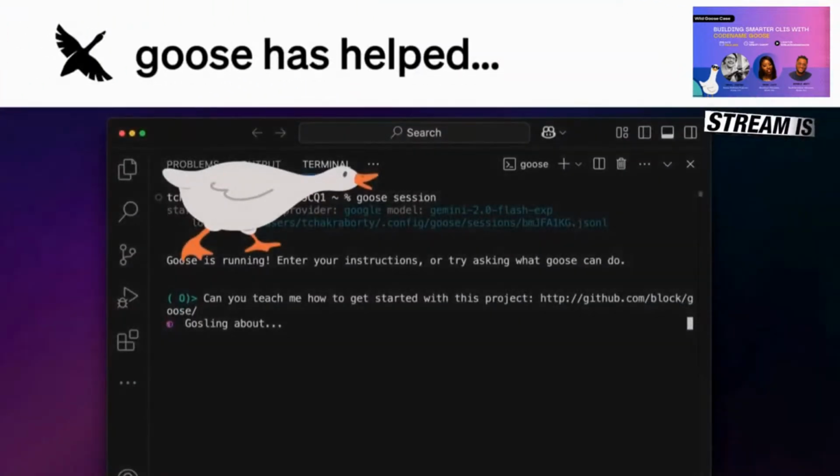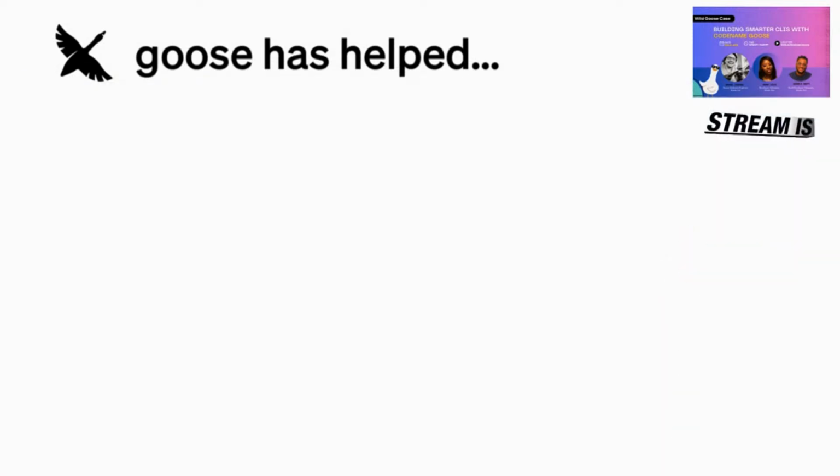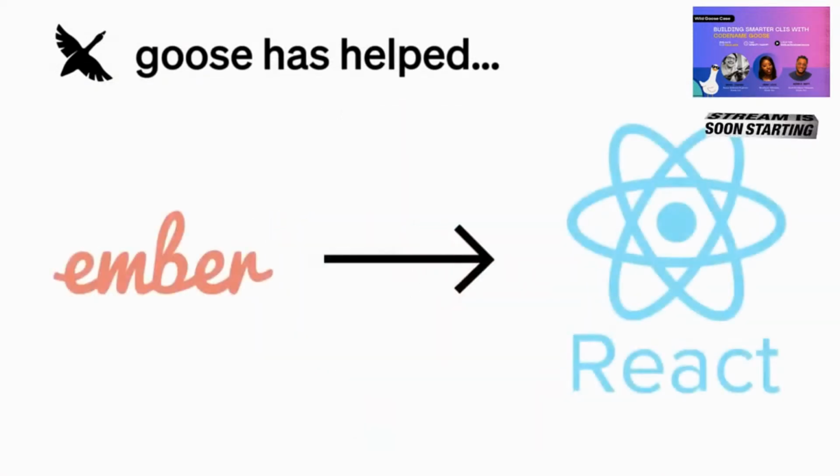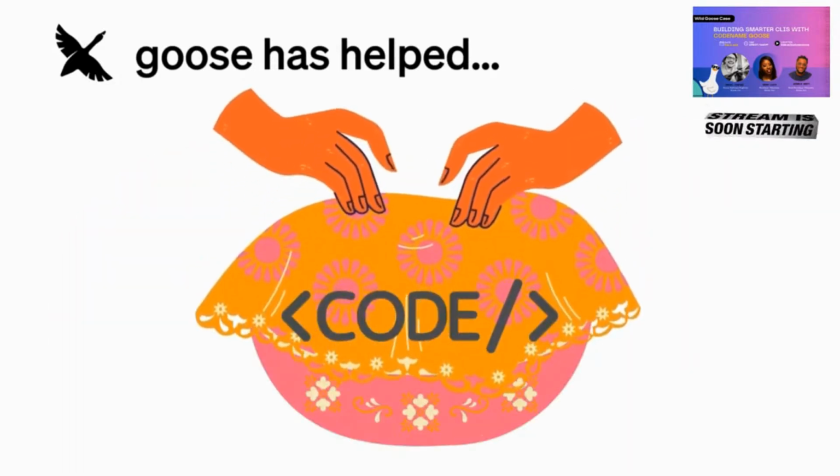Goose has helped dive into a new project in an unfamiliar coding language, conduct code migrations such as Ember to React or Ruby to Kotlin, increase code coverage, and even generate unit tests for a feature, and much more.